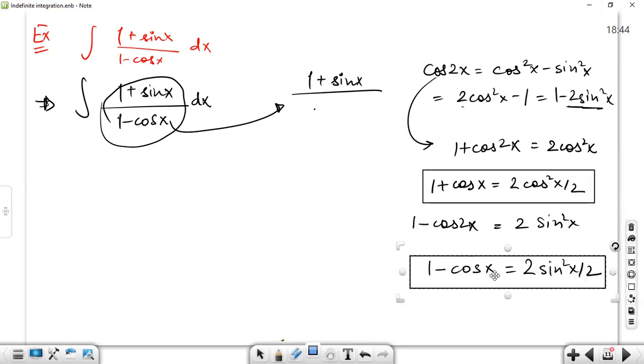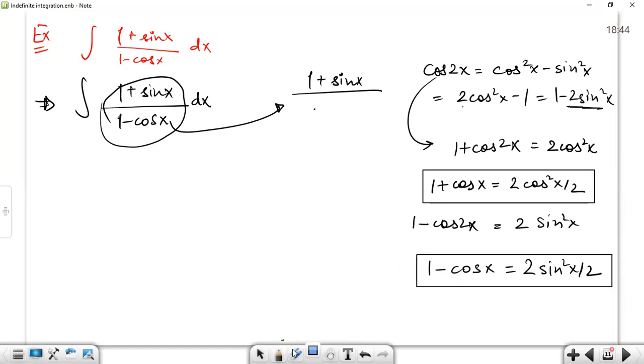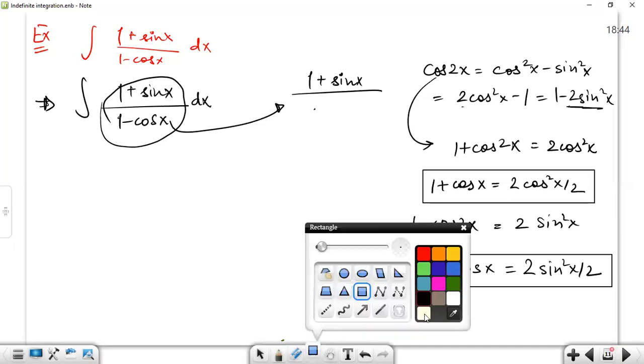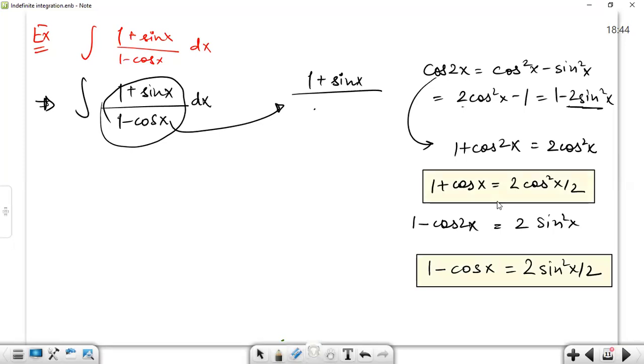which we draw from the formula of cos 2x, the cos double angle. Anyways, 1 minus cos x will be written as 2 sine square of x by 2. Let me write 1 only, because then you'll be better able to understand why we have done so. This we have written as 2 sine square of x by 2.